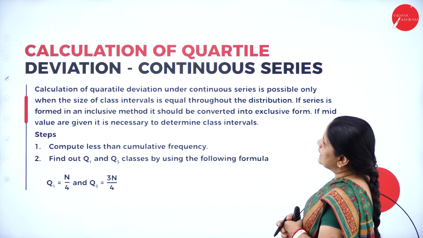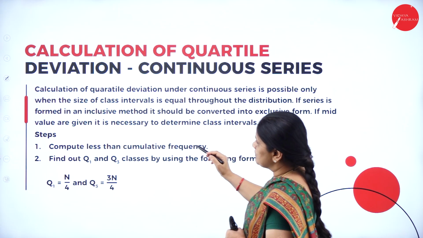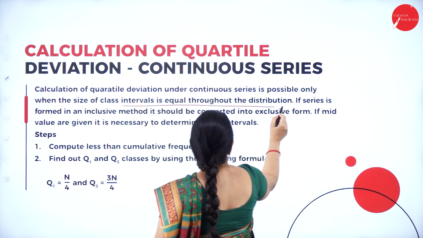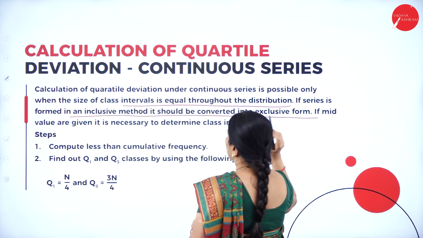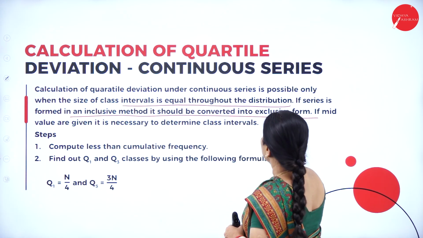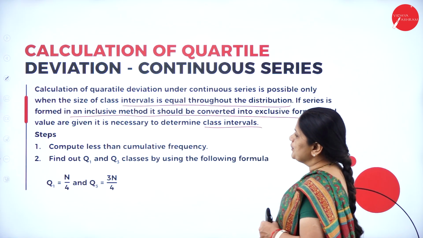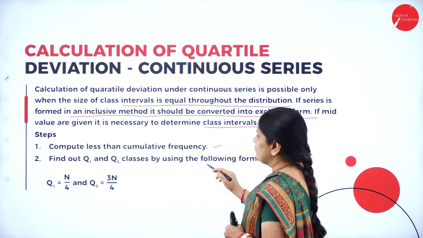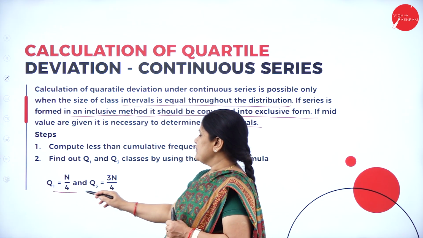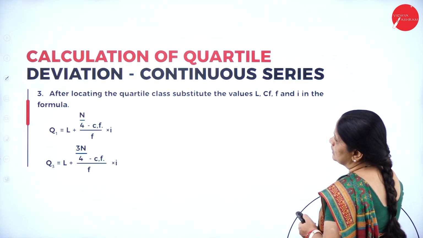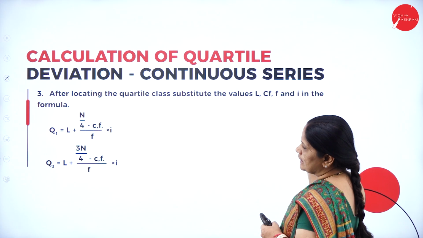Now calculation of quartile deviation for a continuous series. Calculation of quartile deviation for a continuous series is possible when the size of the class interval is equal throughout the distribution. If the series is formed in an inclusive method, it should be converted into an exclusive form. If mid values are given, it is necessary to determine the class intervals. So compute the less than cumulative frequency. Find out the Q1 and Q3 classes by using the following formula. So Q1 is n by 4, Q3 is 3n by 4. After locating the quartile class, substitute the values L, C, F and I in the formula.